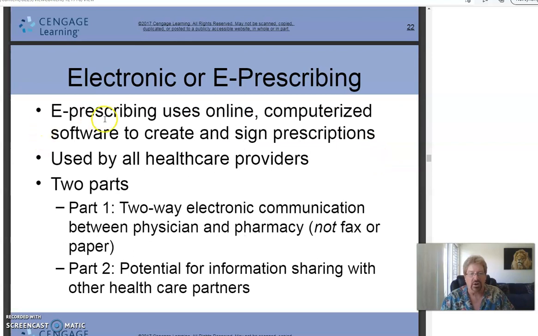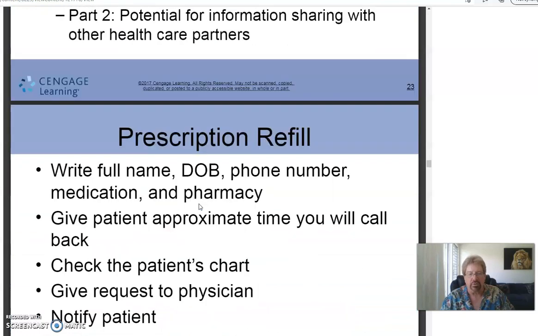Electronic or e-prescribing. E-prescribing uses online computerized software to create and sign prescriptions. It's more and more of that, of course. Used by all healthcare providers. 2 parts. Part 1, two-way electronic communication between physician and pharmacy. It's not a fax or paper. Part 2, potential for information sharing with other healthcare partners.